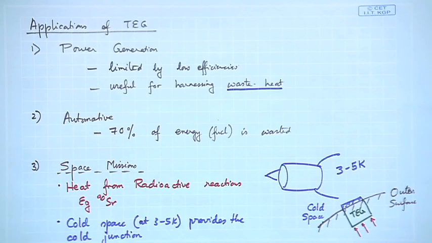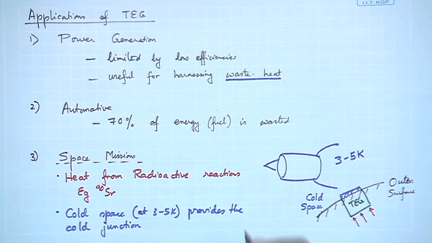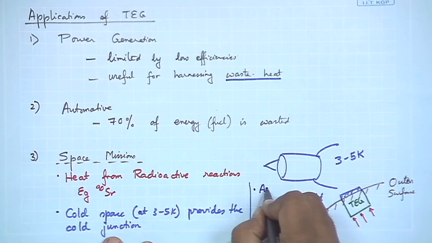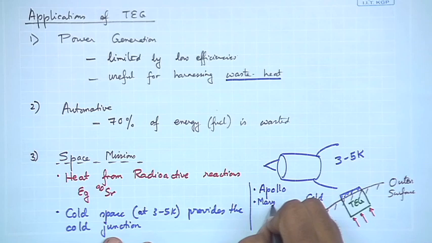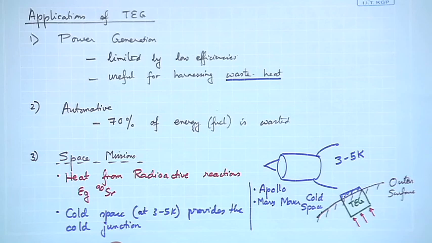Okay. So this actually is in use. All right. So this has been in use. Let me write down a few names. It has been used in Apollo. It has been used in Mars Rovers. And then it is currently powering Cassini and Voyager.